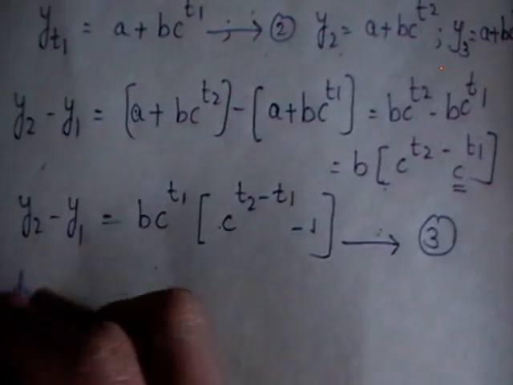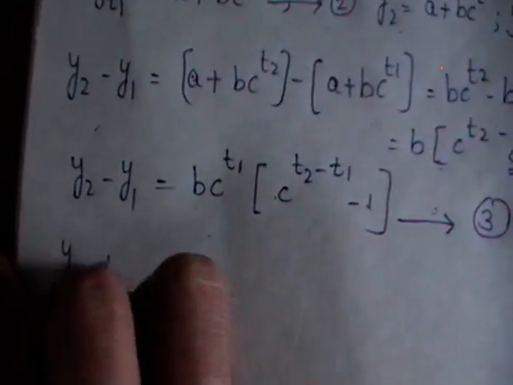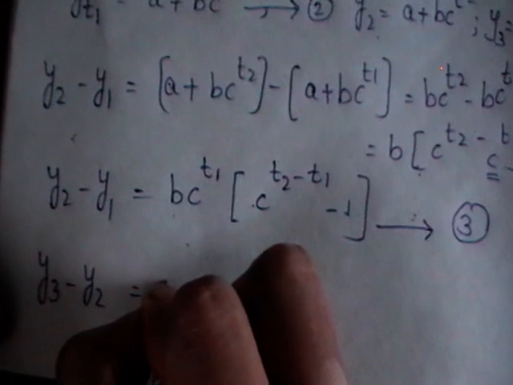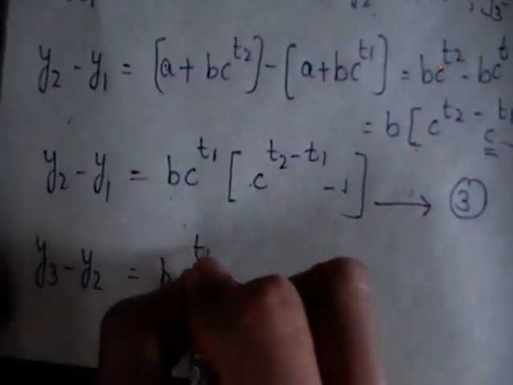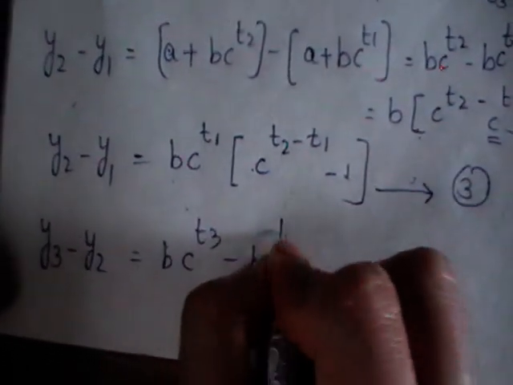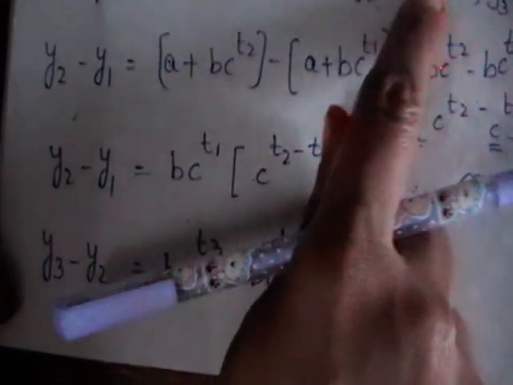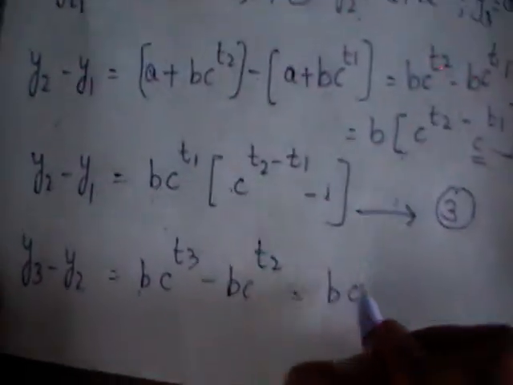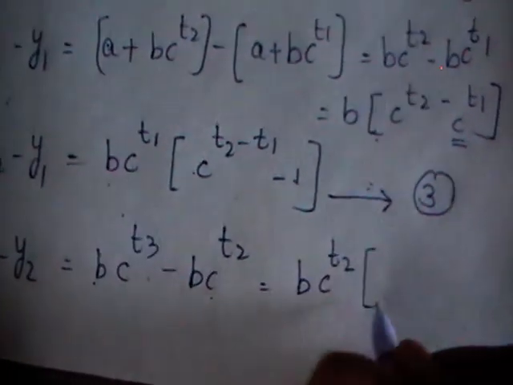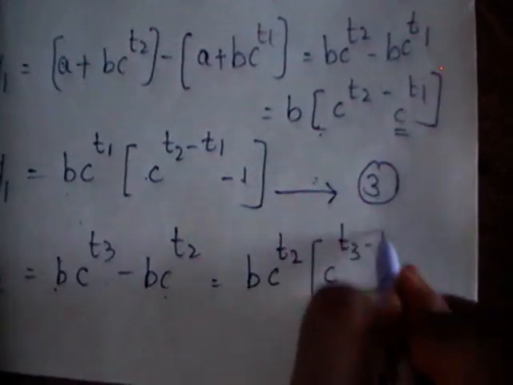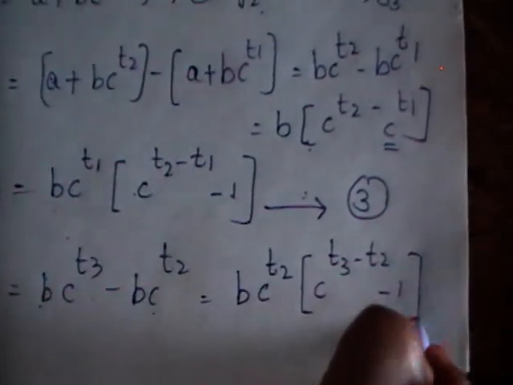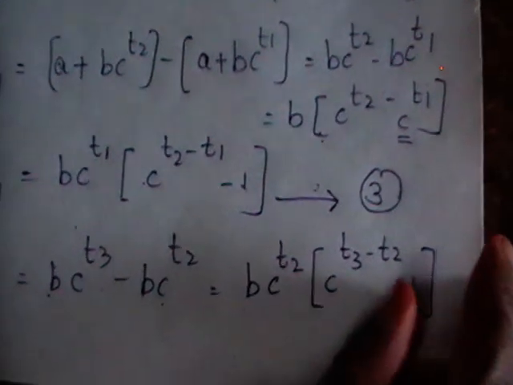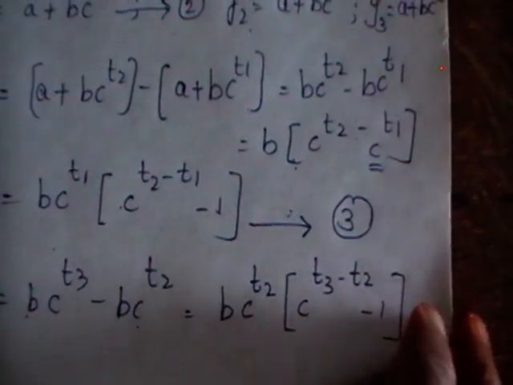Now can you write y3 minus y2 in similar steps? y3 minus y2 is nothing but b c power t3 minus b c power t2 if you subtract this minus this. Along with b, let us take the second term c power t2 as common. You will get c power t3 minus t2 minus 1. So we have written y1, y2, y3. Then we have calculated y2 minus y1 and y3 minus y2 in simplified form.